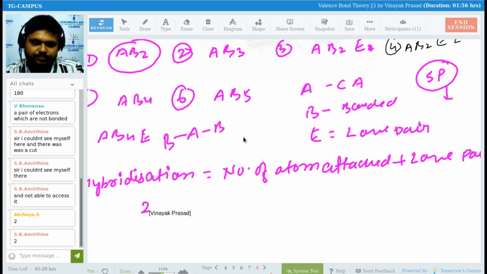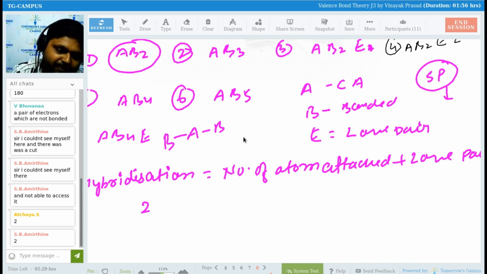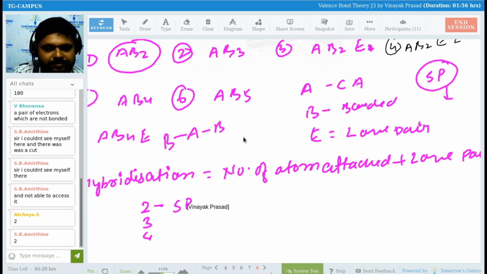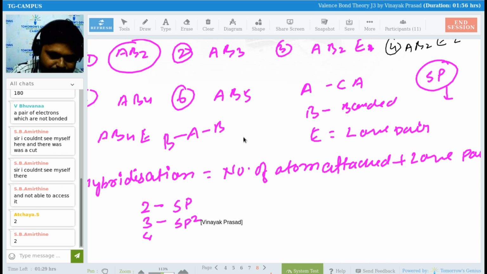If the number of atoms is 2, and if the number of atoms is 3 and 4, then what will be the hybrid structure? See, if the number of atoms attached is 2, we will be writing SP. Getting my point? SP. If the number of atoms attached is 3, then it will be SP2.